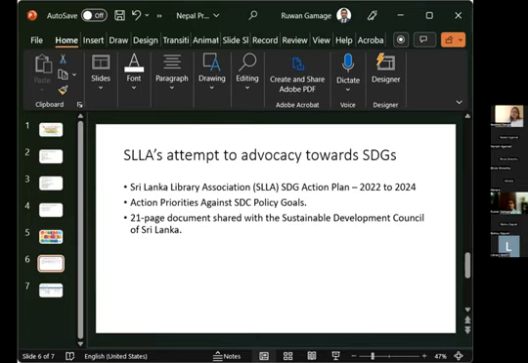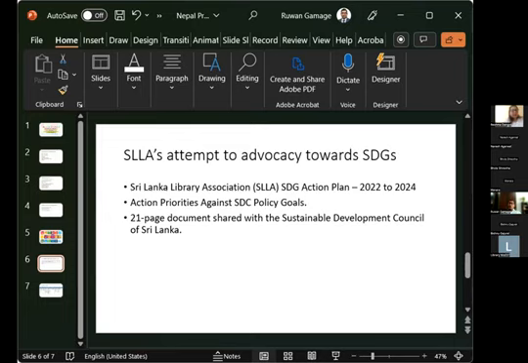And after a lot of meetings, we prepared an action plan for the association, the 2022-2024 action plan. And I don't say that from 2022 to 2023 we have achieved all our goals. No, we haven't achieved the goals because of various difficulties, and therefore now the Sri Lanka Library Association is trying to revise it and present a new action plan and work.